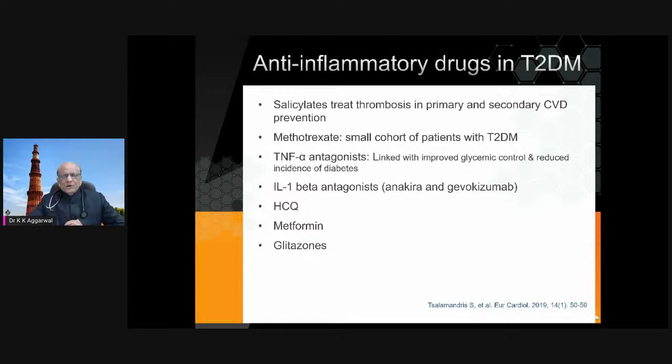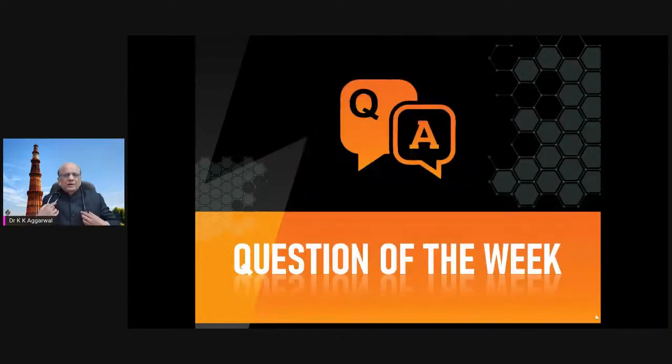Aspirin, methotrexate, TNF alpha blockers, antioxidants, IL-1 beta antagonists, which act on the NLRP pathway, colchicine, hydroxychloroquine, which is now approved in India, metformin, glitazones, SGLT2 inhibitors, all of them have some degree of anti-inflammatory action. So if you are treating a patient with diabetes, also look for underlying inflammation and treat it. So the message for today is treat the patient and not the blood sugar.